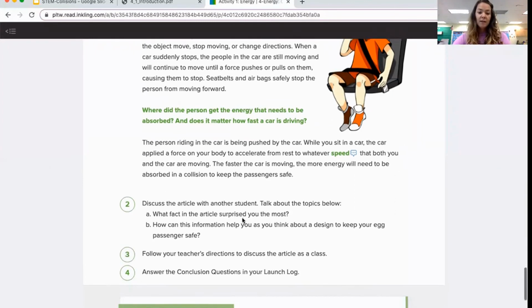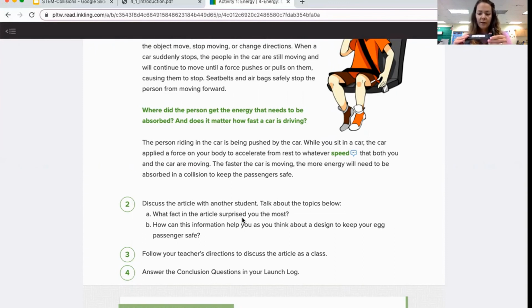The person riding in the vehicle is pushed by the car. While you sit in the car, it applies a force to your body to accelerate from rest to whatever speed you and the car are moving at. The faster the car is moving, the more energy will need to be absorbed in the collision to keep the passenger safe. So that's something to consider, not just in this egg activity, but also for yourself.